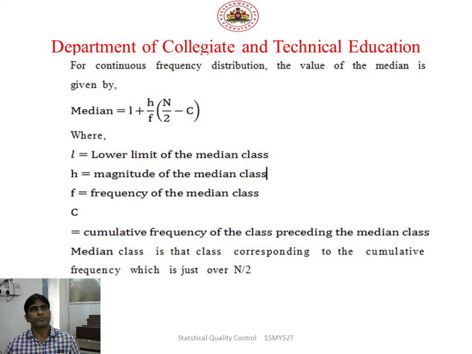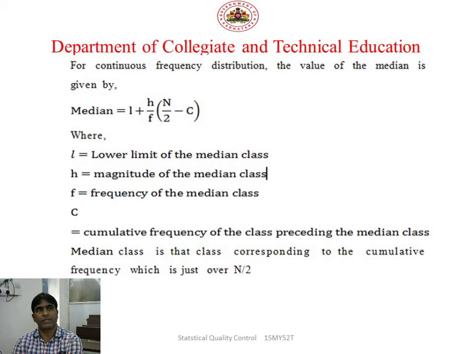Moving on, for a continuous frequency distribution, the value of the median is given by an equation. What is that equation? Median is equal to L plus h divided by f, in brackets, n by 2 minus C. Let's see each of the terms in the formula, where L is the lower limit of the median class. We have to select a median class, and its lower limit is L.